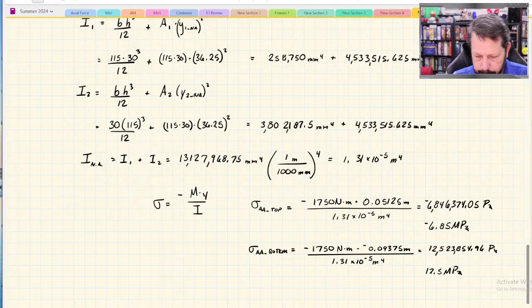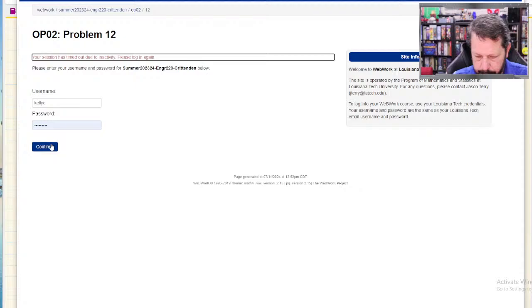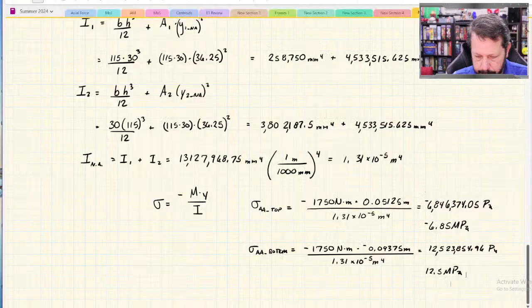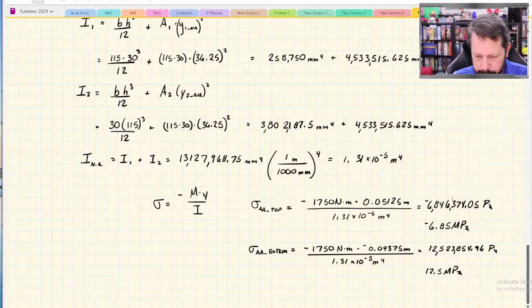Let's see if these are the right numbers at all. I don't know. I didn't check beforehand. Let's see. Oh, I've already logged out. 6.8 and 12.5. That's what we had, right? I might have gotten 6.85, and they had 6.83. Actually, I had 6.846. So hopefully that would be close enough for web work. There's a lot of rounding in that denominator for sure.